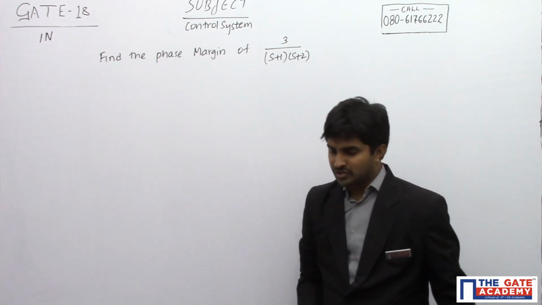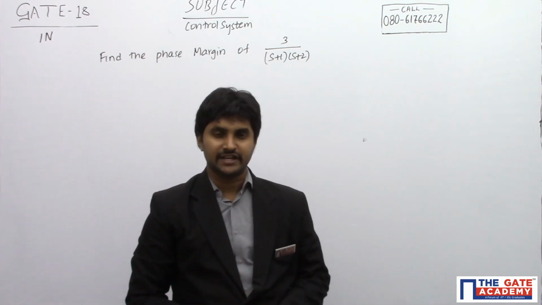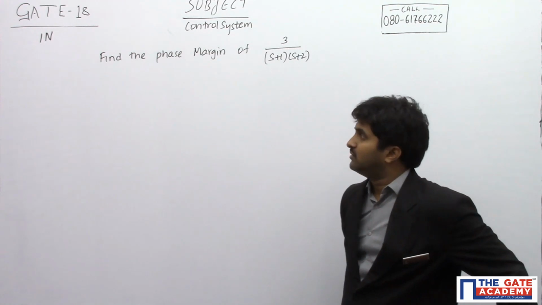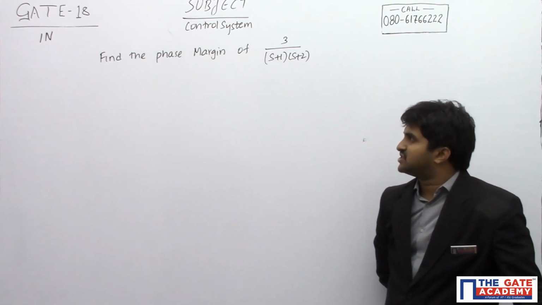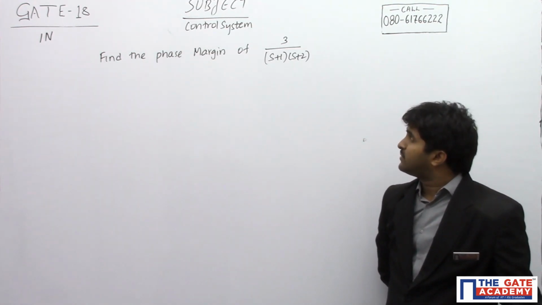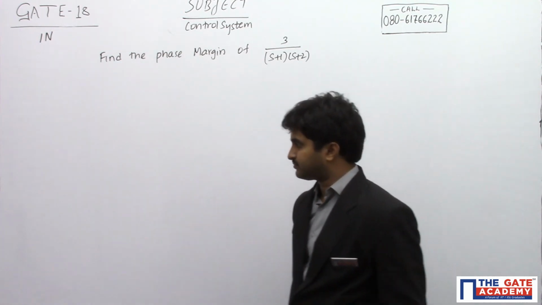Hello students, so this question is from Instrumentation GATE 2018. It's a control system question. It's a very simple question based on phase margin. Find the phase margin of 3 by (s plus 1) into (s plus 2).